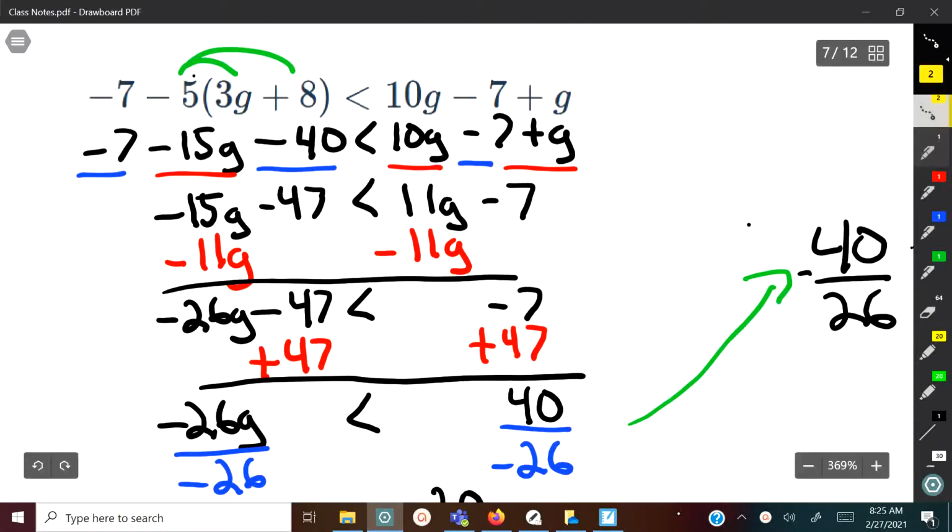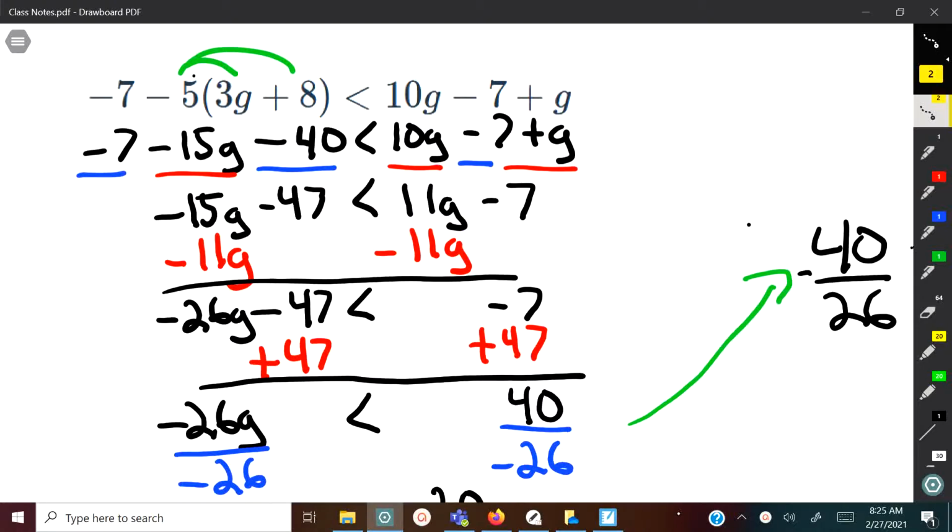Alright, so first I distribute. Okay, got my negative 15G minus 40. And I collected the like terms. This time you have two constants on one side, but that's okay. You just combine them and you get negative 47. Same sign, find the sum. On the right side I had the two variables, 10G and a G, understood 1 here. Just combine them and you get 11G.